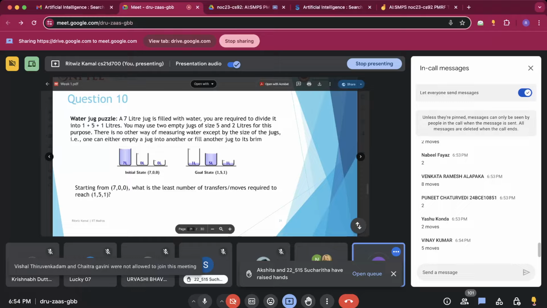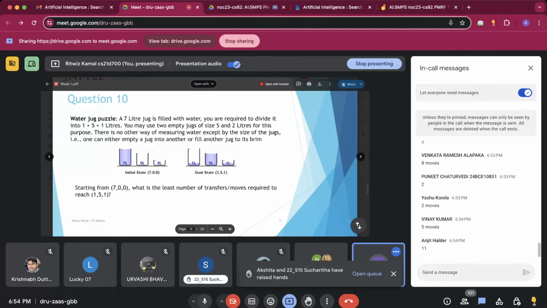If so, the question asks, starting from 700, what is the least number of transfers or moves required to reach 151? I see some of you have already started giving solutions. That's great, I am very happy to see that. But let's wait a couple of minutes in the interest of the other friends who are trying to solve it, and let's discuss the solution after that.